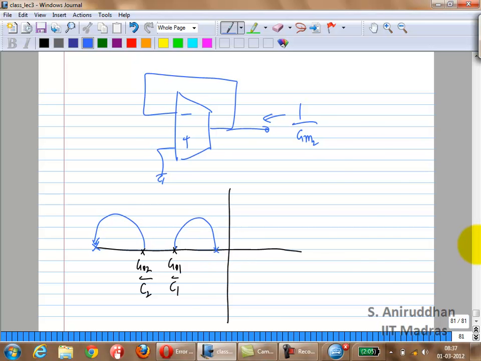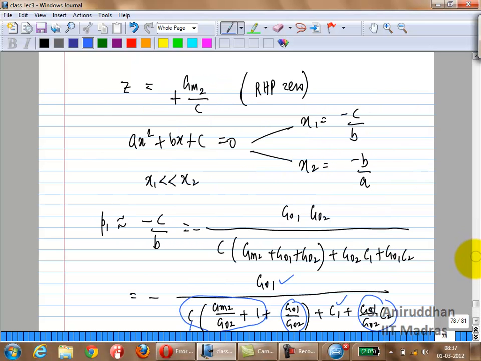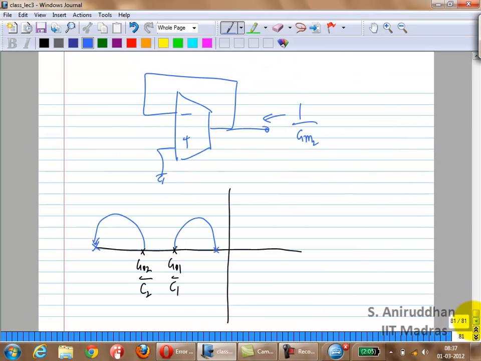Correct? Earlier it used to be Go1 over C1, now it's Go1 over gm2 over Go2 times C. So now you have added the Miller capacitance, and you have actually moved in one of the poles. Okay?